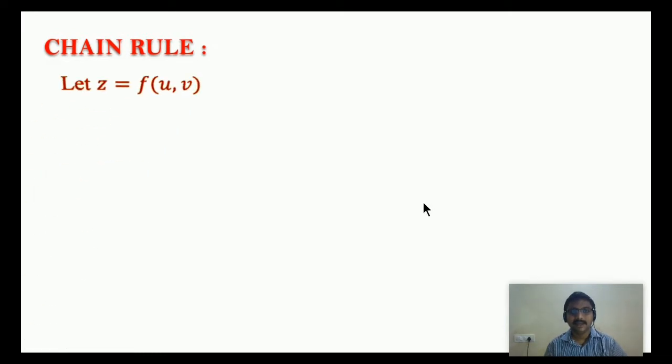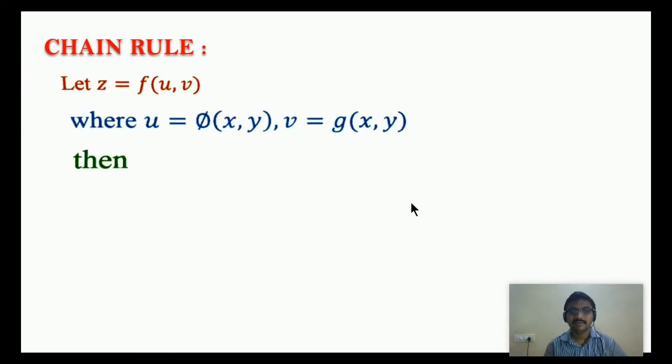Let z be a function of two variables u and v, where u is a function of x, y and v is also a function of x, y. While substituting u and v in this function f, then z becomes a function in terms of x and y.